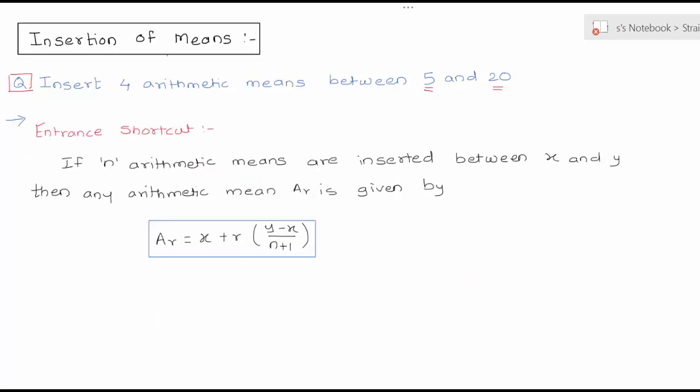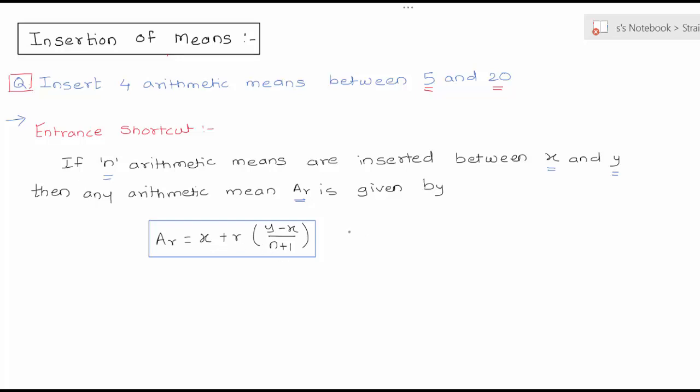Okay students, now let us see another technique to solve the same question. So here I have written an entrance shortcut below the same question. Now see the shortcut. If n arithmetic means are inserted between two positive numbers x and y, then any arithmetic mean AR, R can be anything, that is A1, A2, A3, is given by AR is equal to x plus R times (y minus x) upon n plus 1.